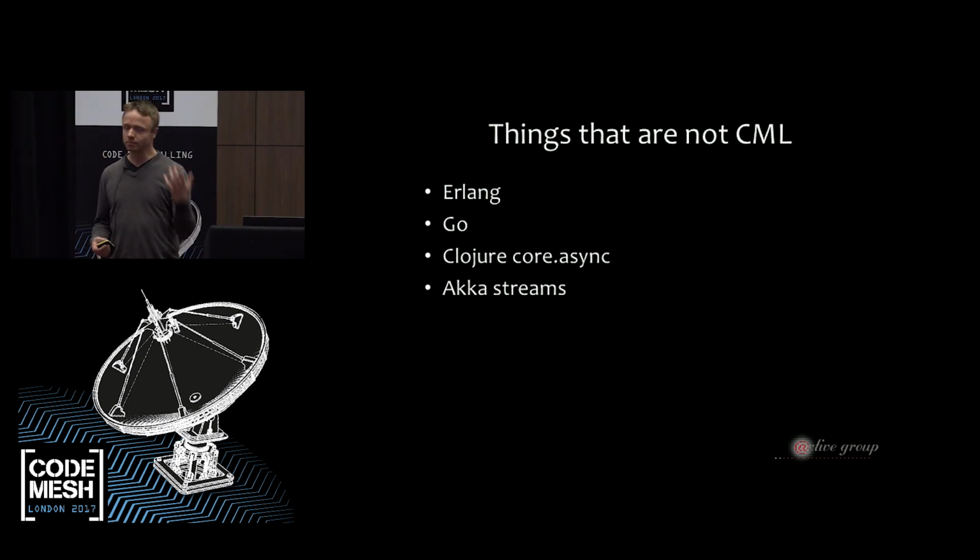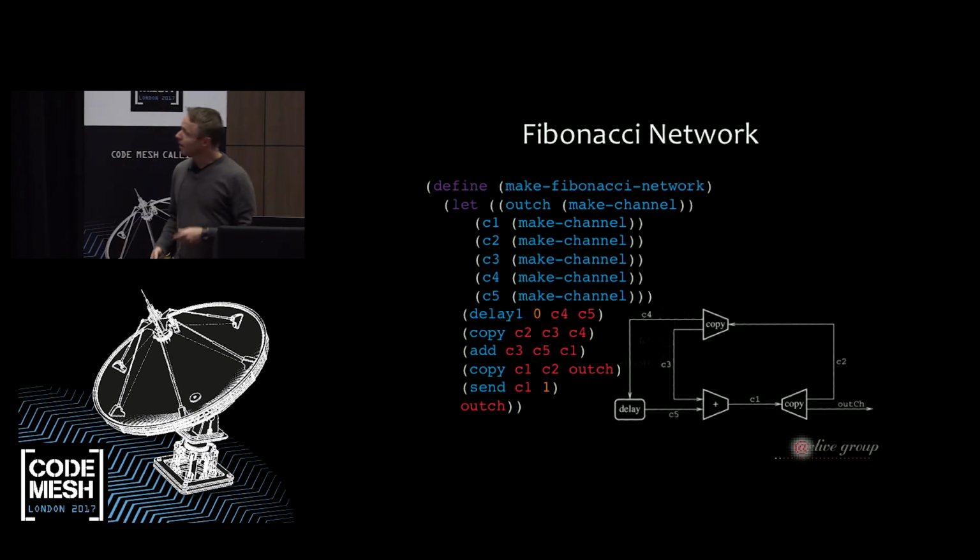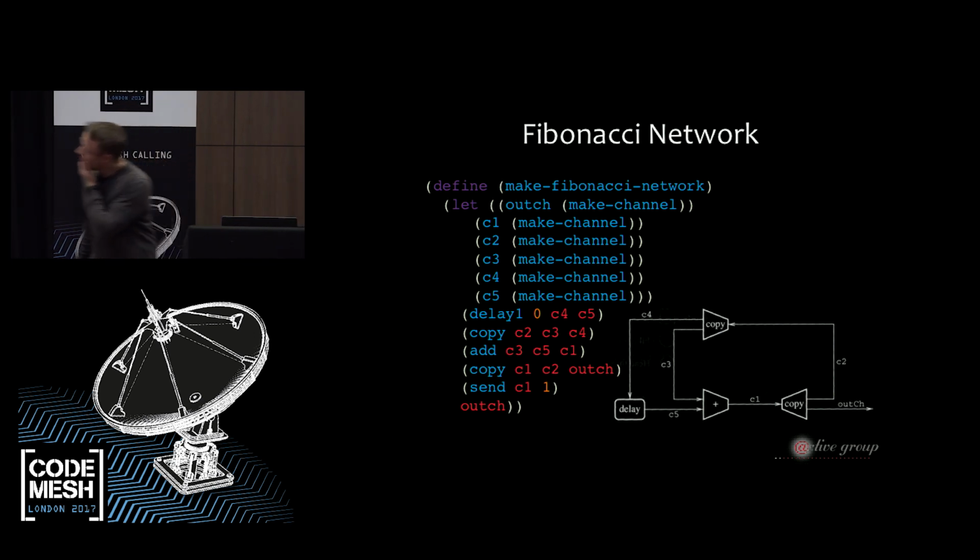So I'll show you a little bit why a couple of things are not Concurrent ML, and I can't even remember why I had forgotten that in 2011. So Erlang and Go and Clojure core.async and Akka streams, or Akka generally, are not Concurrent ML.